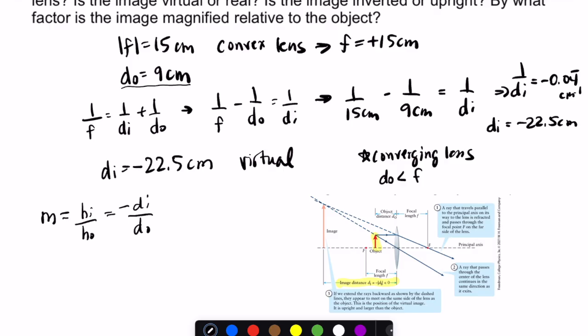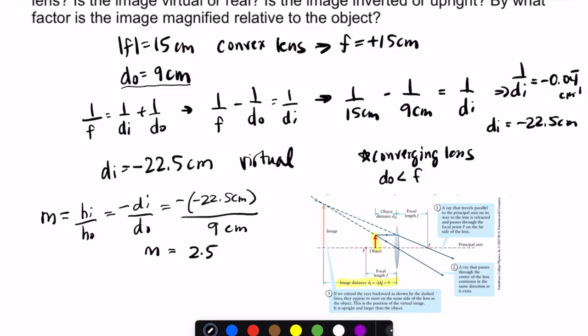Because if the magnification is positive, we know that the image is going to point in the same direction as the object, okay? So we know what di over do is. di is negative 22.5 centimeters over do, which is 9 centimeters. And so what we get for our magnification is a positive magnification of 2.5. So because the magnification is positive, we know that the image is upright, pointing in the very same direction as the object.